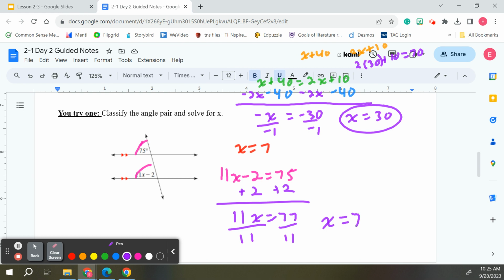Any questions? Anything I can address before we move on to the next page? All right, flip it over.